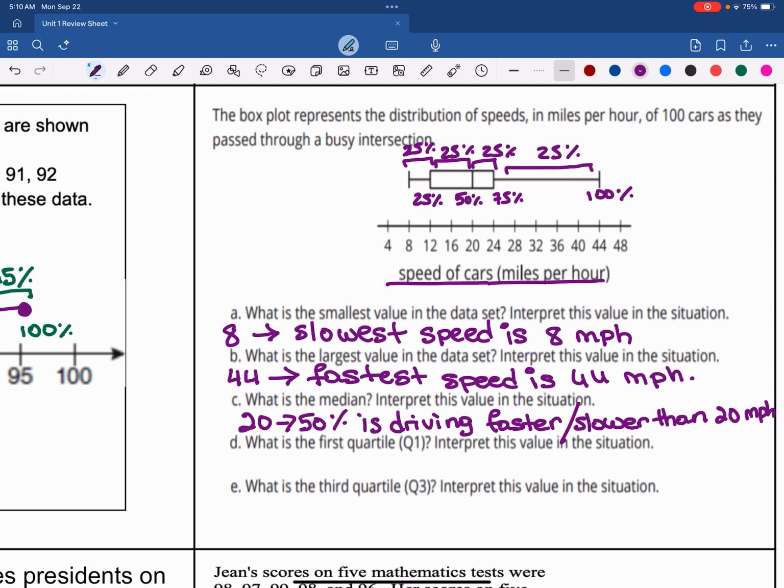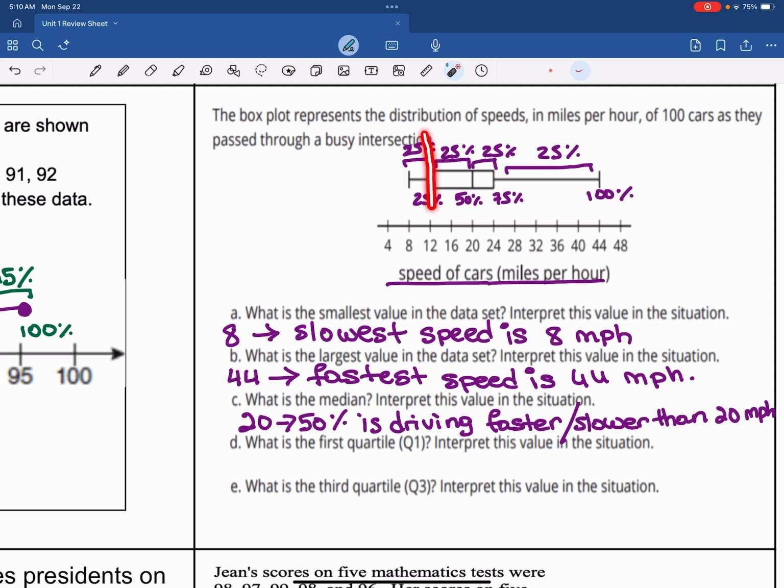All right. D. What is the first quartile? Q1. Interpret this value. So here we know that Q1 is right here. So Q1 is 12. So when you want to interpret this, there's two interpretations you can make. You can make an interpretation going to the left side of Q1, or you can make an interpretation going to the right side of Q1. We know here that Q1 is 12.